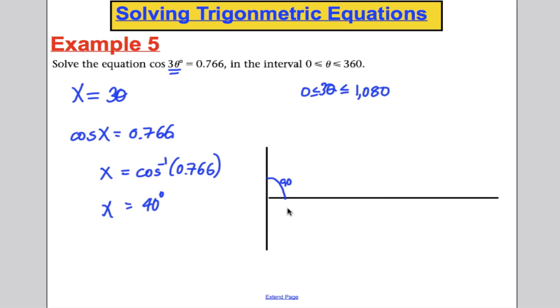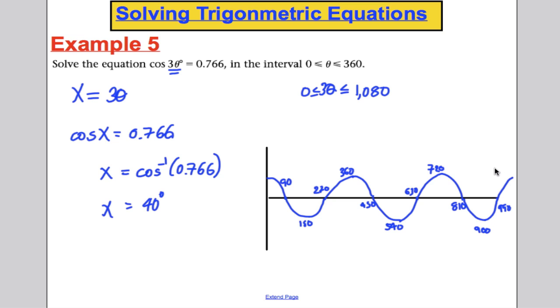This here is 90, 180, 270, 360, 450, 540, we'll run out of space a bit here, 630, 720, 810, 900, 990, just got it, and 1080. And I've extended the range.